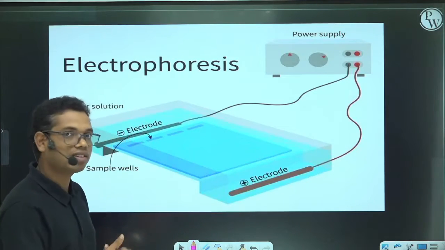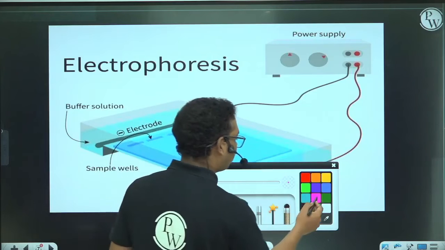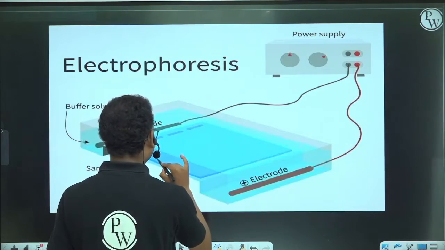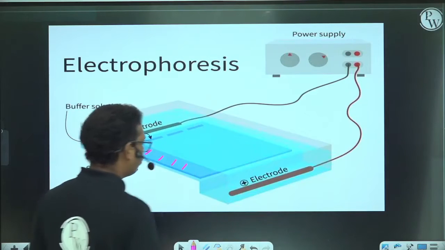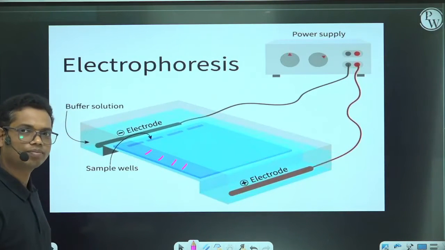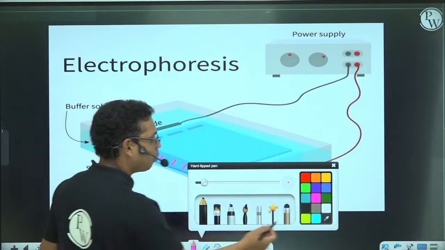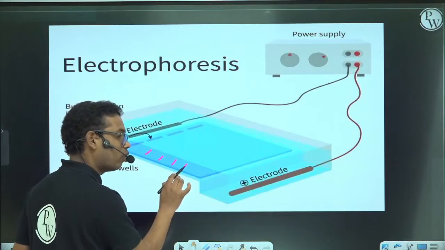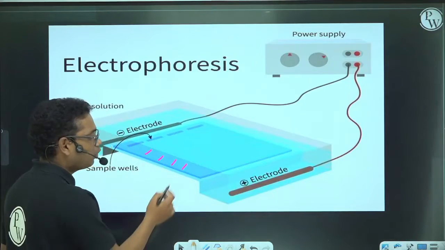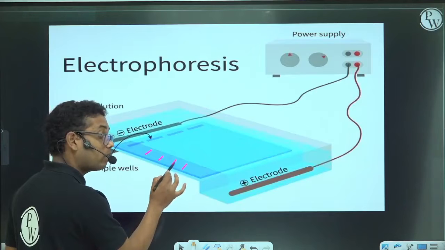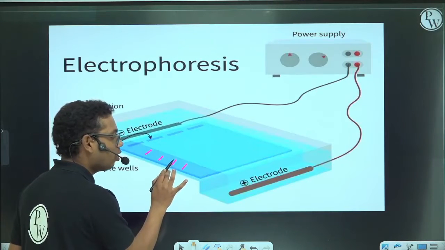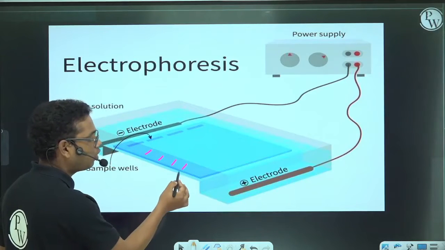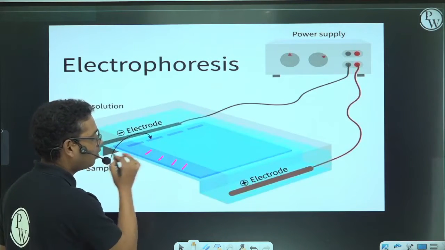After a certain time, you can see the DNA bands like this. Suppose this is one DNA band, another DNA band, another, and another. Suppose here I'm taking 4 DNA bands. This DNA band will have a number of DNA molecules, but all the DNA molecules present in this band will be of the same size. Here also a number of DNA molecules are present, all having the same length. This will be the shortest DNA fragment and this will be the largest DNA fragment.